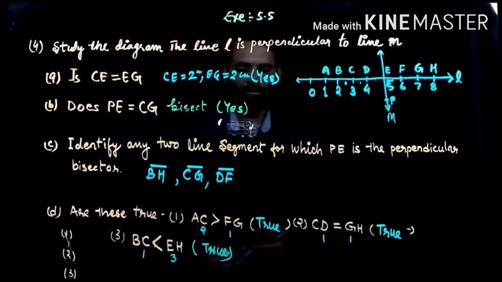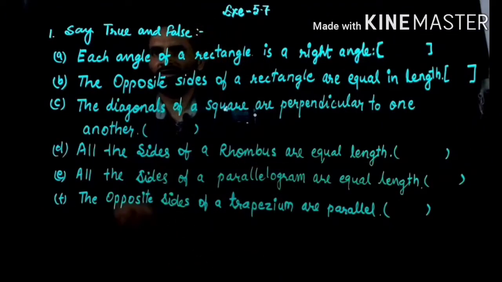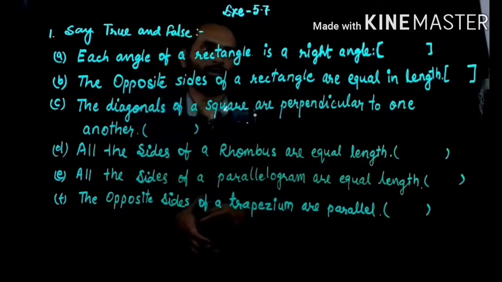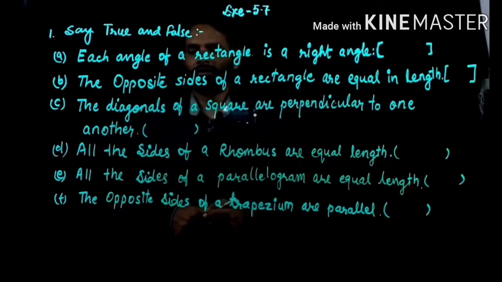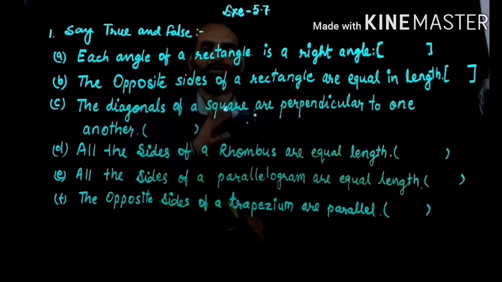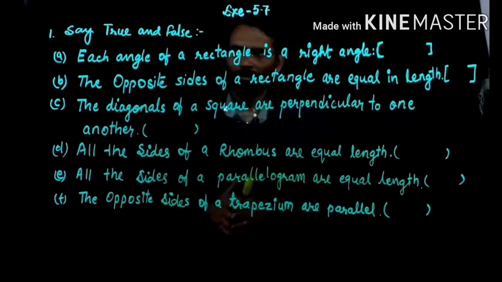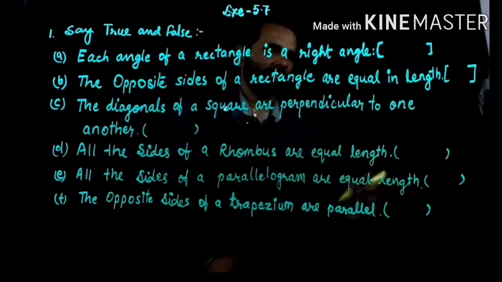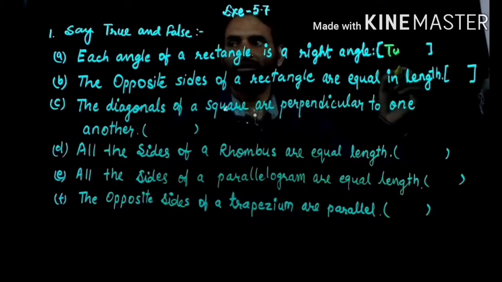true. Okay, now here we finish the exercise 5.7, the first question is true and false. Some properties related to parallelograms, rectangles, squares and trapezium will be given, and you have to find which property is right and which property is wrong. Okay, the first question, each angle of the rectangle is a right angle. You have to write yes. This is true.